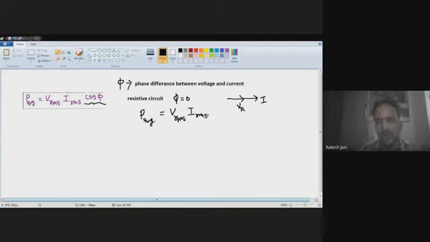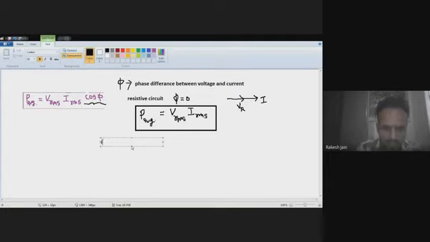Or we can say Vm Im upon 2. So this is the average power formula in case of a resistive circuit. Now, there is a very interesting thing related to objective questions that you will see now. Look very carefully. In case of an inductive circuit, what will happen?